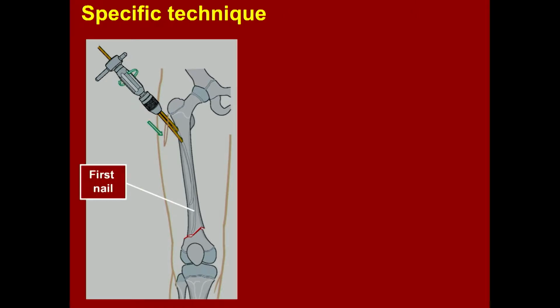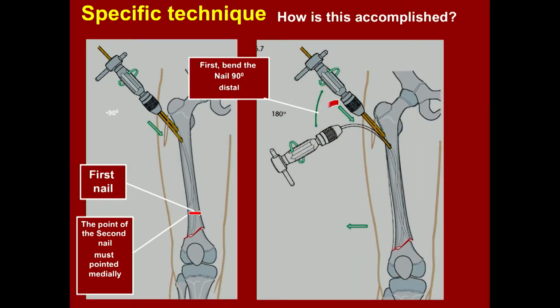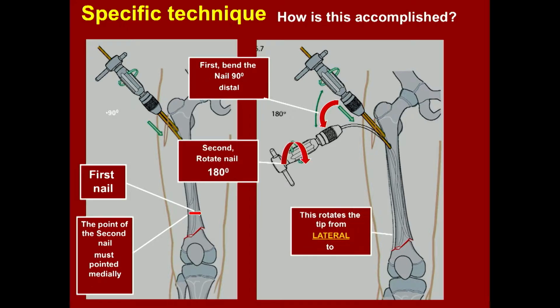First, you put the first nail down, and that will bring the pin here to the lateral side. And the other pin is a second pin, and you bring it down about 2/3 or 3/4. And this is the point of the second nail, but it's got to be medial. And so how's this accomplished? Well, first you bend the nail 90 degrees, and then you rotate it 180 degrees, and when you do that, that rotates the tip from medial to lateral. And so that's a good trick that you have.